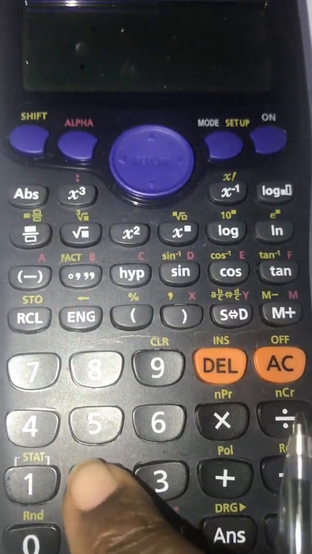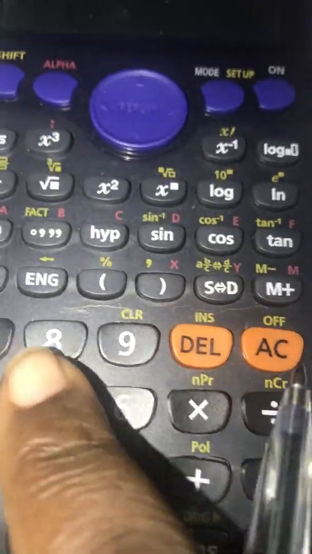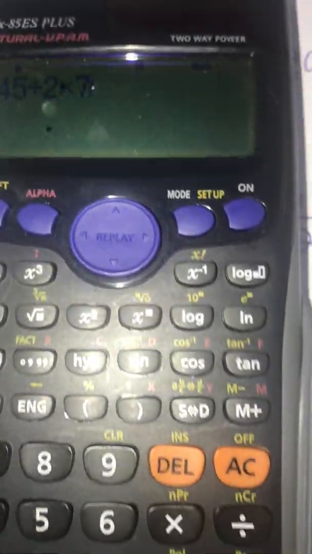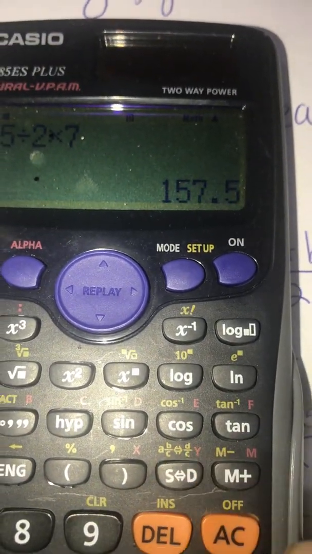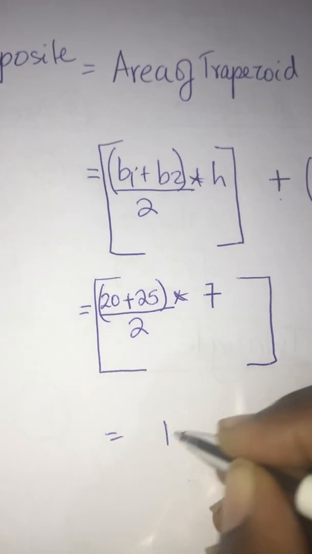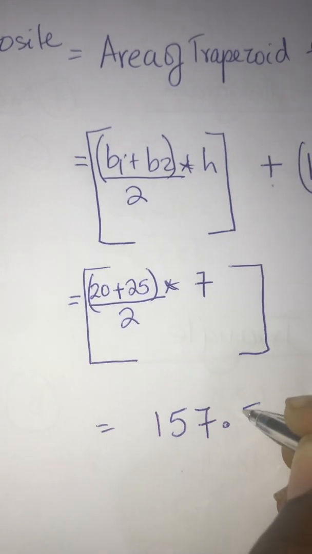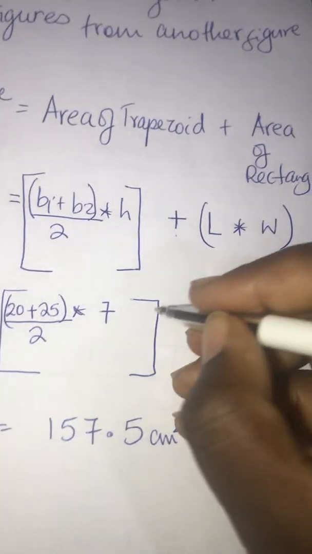Okay. So I'll do that here. 20 plus 25 is 45. 45 divide by 2. And then multiply by 7. Okay. I will get 157.5. So this equals 157.5. What is my unit? Centimeters squared, because it is area.